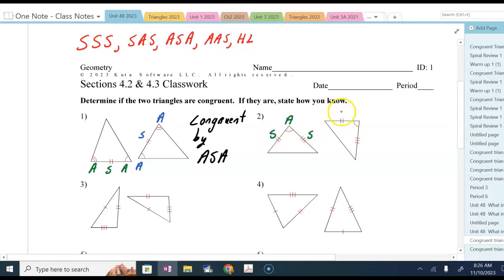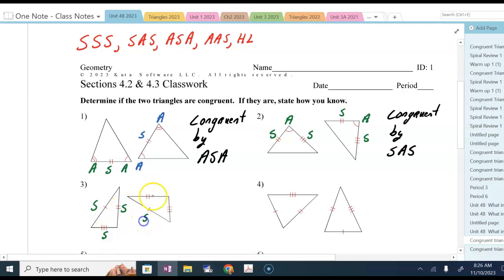In problem number 2, we have a side, an angle, and a side in the triangle on the left. And on the right, we have a side, an angle, and a side. So problem 2, these triangles are congruent by side, angle, side.